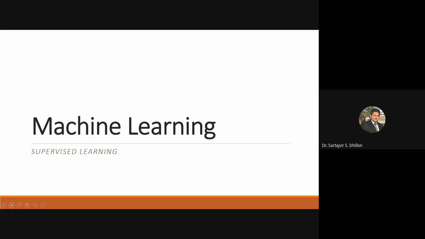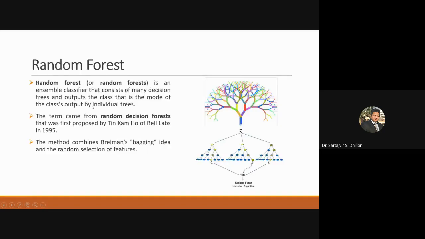Okay, as we know, the random forest is a part of supervised learning, which is a further part of machine learning, and machine learning is a part of artificial intelligence. Now, let us start with the random forest, and here you can go through this definition. The random forest is nothing but an assembled classifier that consists of many decision trees.